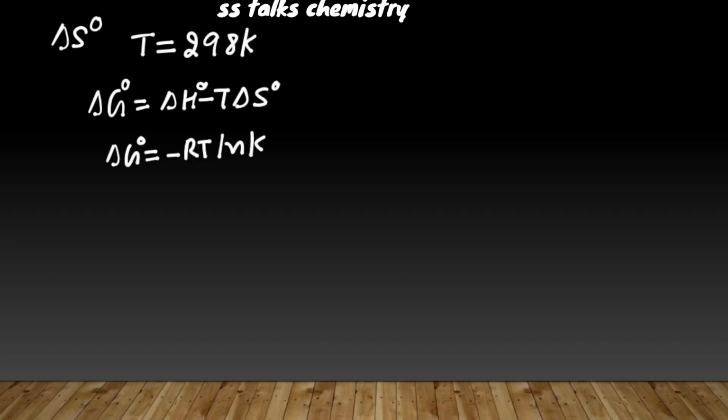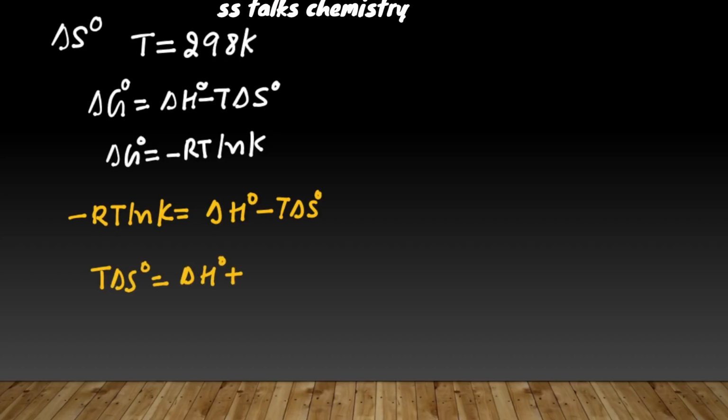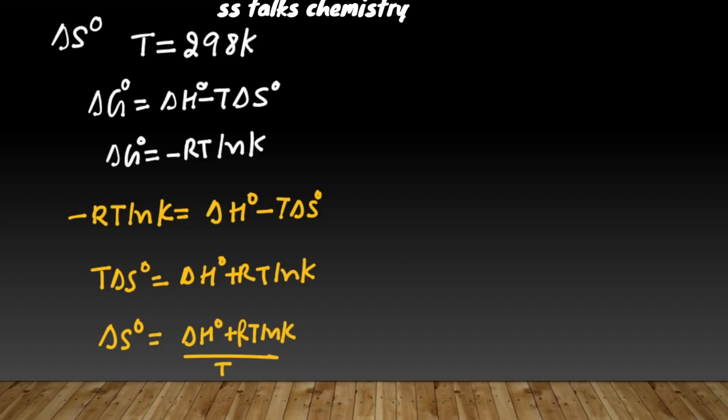Now both of these expressions of delta G can be equated. So it will be minus RT ln K equal to delta H naught minus T delta S naught. From this, T delta S naught will be delta H naught plus RT ln K. Right. So from here delta S naught is equal to delta H naught plus RT ln K upon the temperature. Right. So now all these values are known to us. We just have to substitute their values.